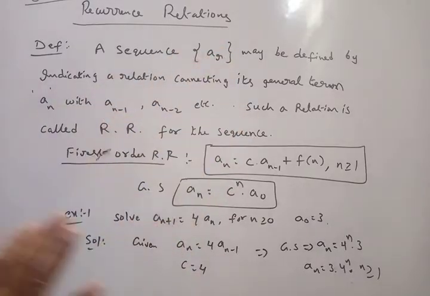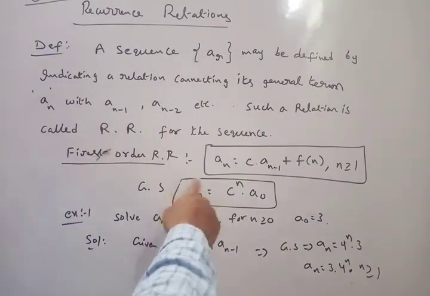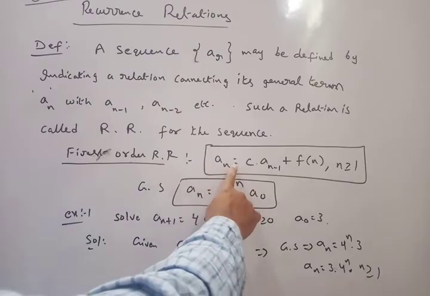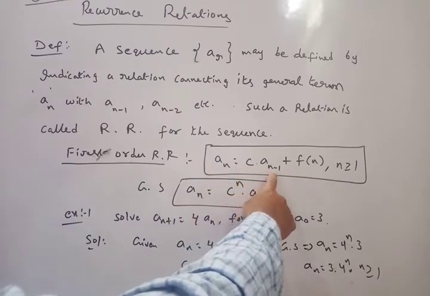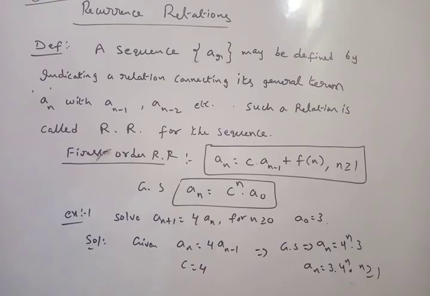So like this, you have to solve the first order recurrence relation. It's a very simple topic. So the first order recurrence relation form is what? a_n = c a_{n-1} + f(n), for n greater than or equal to 1. Now coming to the second order recurrence relation. Second order recurrence relation will contain more than one root and all. That we will see, how to solve the second order recurrence relation.